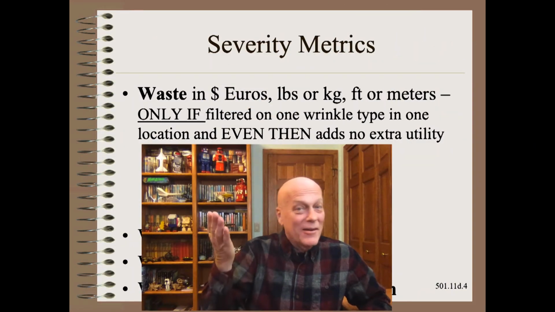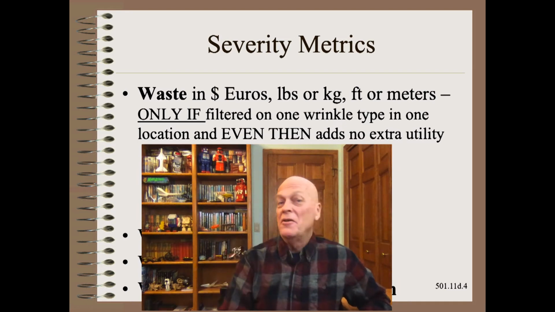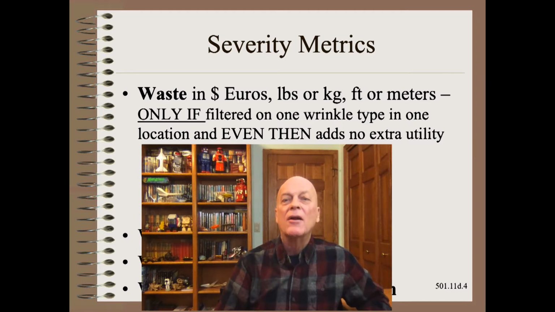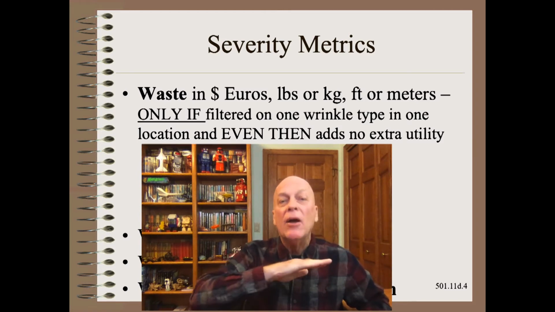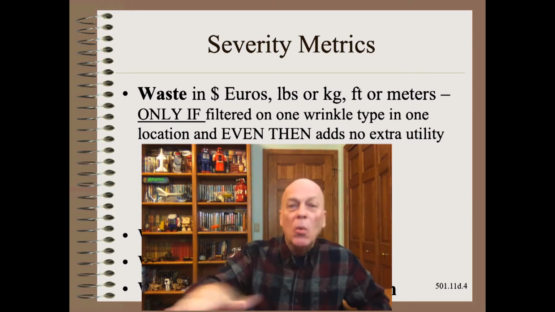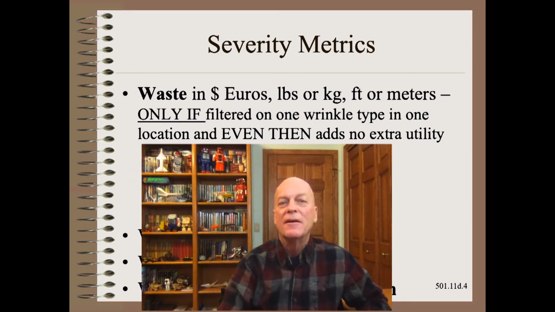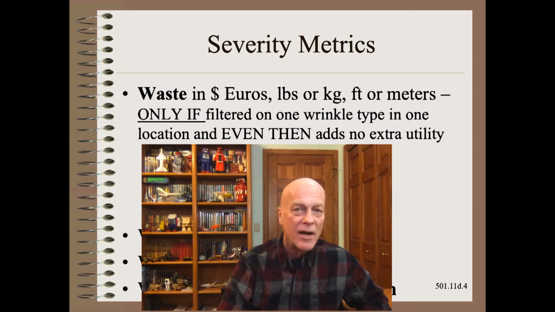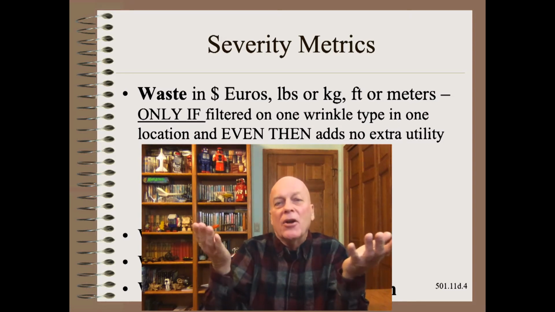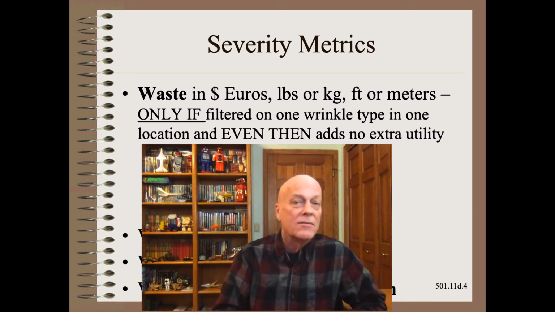After having said all of that, in theory, we could use waste as a metric, provided that we filter on one and only one single wrinkle type, and that one and only one source location. Very few waste accounting systems have this resolution, and very few waste accounting systems can be upgraded, either temporarily or permanently, to have this finer resolution. More pragmatically, using money or weight or length seldom adds extra utility.